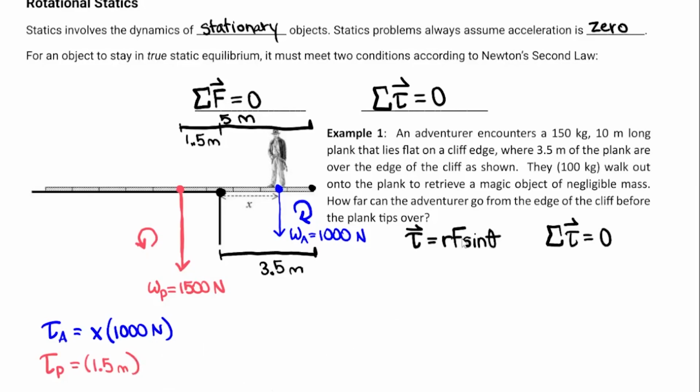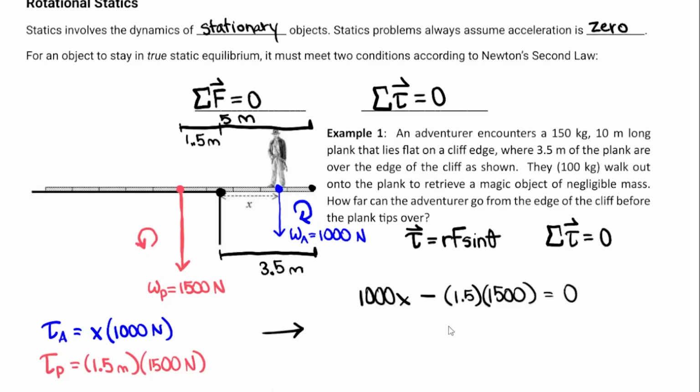And then the force that the plank's weight is applying is 1500 newtons. And once we have that, we are ready to proceed to round 3. In order to round all of this out and figure out our distance, what we need to do is add our torques together, noting that they have opposite direction, and find the distance x that our adventurer can go. So with the sum of the torques equaling 0, we've got 1000x minus the opposing torque, which is 1.5 times 1500, and those need to equal 0.